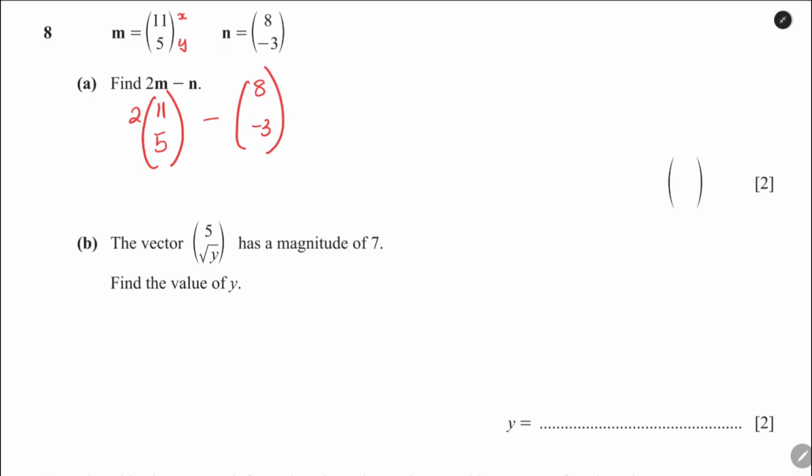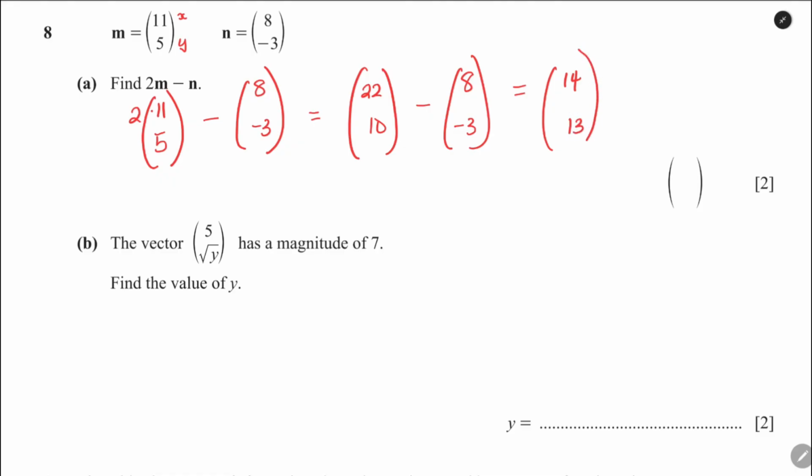Okay, so 2m is going to be 2 times both the horizontal and the vertical component. So 2 times 11 is 22 and 2 times 5 is 10. So we have 22, 10 minus 8, minus 3. All right, so 22 minus 8, that's going to give us 14. And 10 minus 3 is actually 10 plus 3, which is 13. So our answer to that is 14, 13.